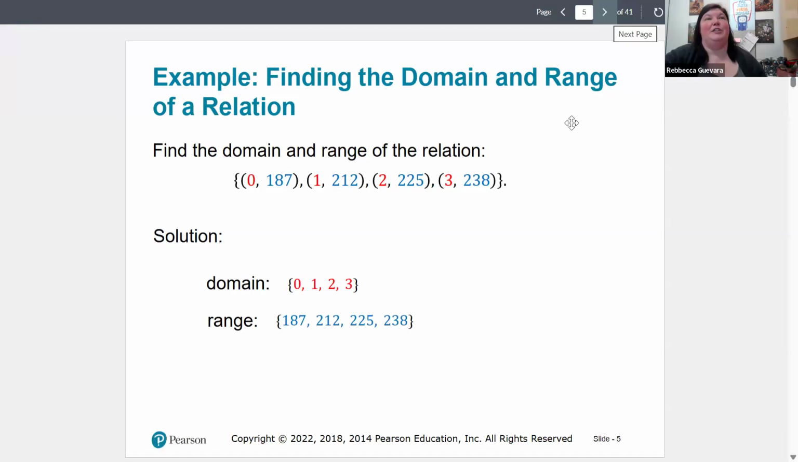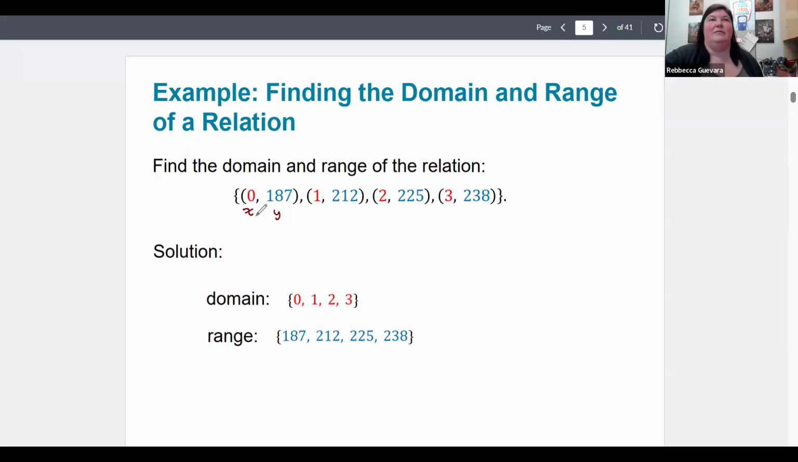We want to find the domain and range of this following relation. So remember, these are ordered pairs that are representing an X and a Y. And this is just another X and another Y. And this is just another X and another Y. But it's telling me that there is a relation between these X's and Y's. Somehow this 0 is related to this 187. 2 is related to 225. Whatever it is that's making that relation happen, I don't know what that is, but it could be any kind of formula or like that. But my solution is my domain is going to be your whole first set of numbers.